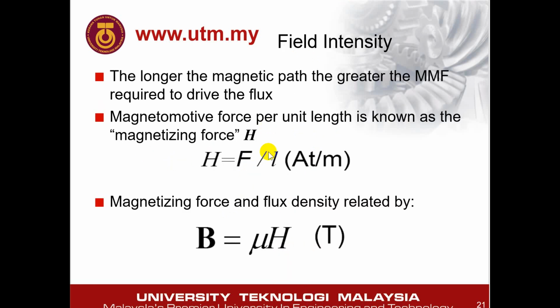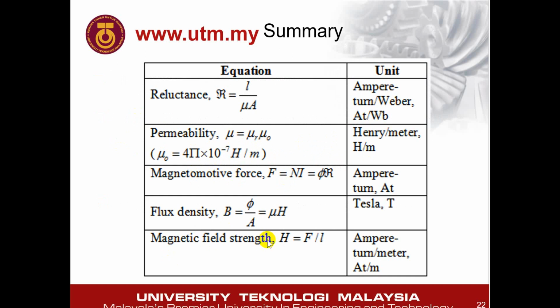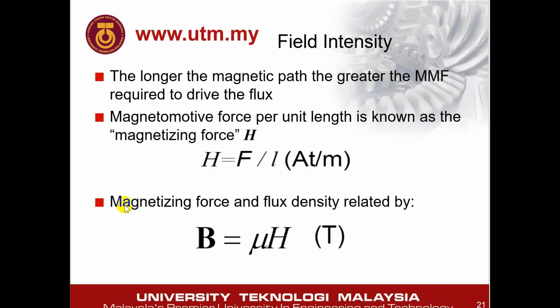So this is the magnetic field strength. MMF, magnetomotive force, divided by length, the length of the circuit. So you can get the H. Okay, H is, this is wrong, not a magnetizing force. It is a magnetic field strength. And magnetic field, as I showed before, B equals mu H. So you can just insert the value here. Field intensity.